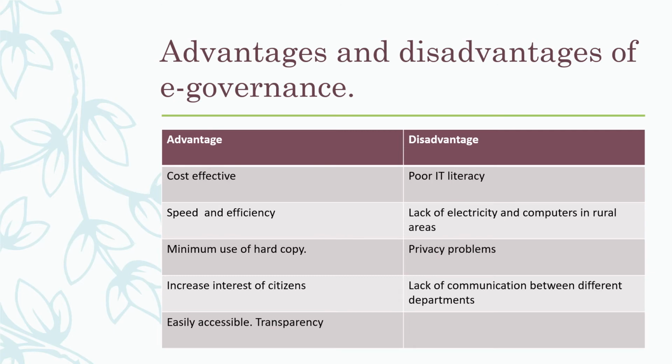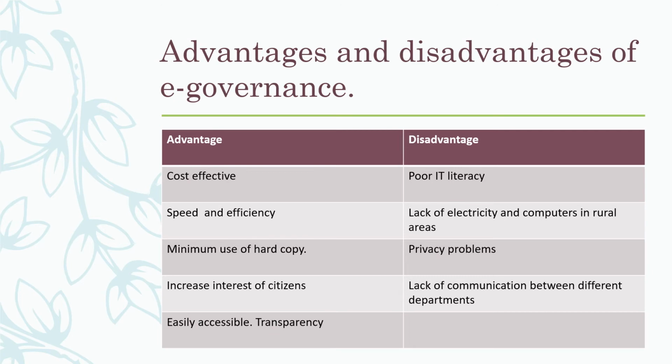Now some disadvantages. Poor IT literacy of people, then lack of electricity and computers in rural areas, where people are left out because of point one, poor IT literacy, and point two, lack of electricity and computers. Then there are some privacy problems, where you might not be in a properly anonymous state on the internet, and your ID or IP address might be tracked down. Some hacker might try to steal your information.